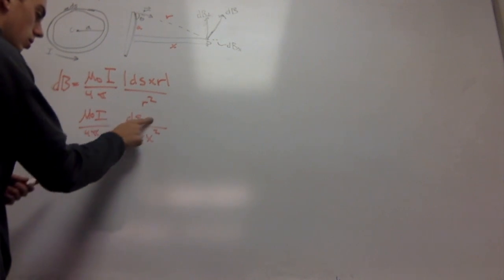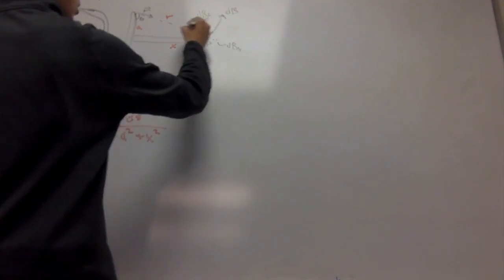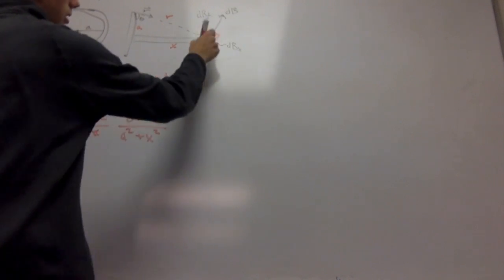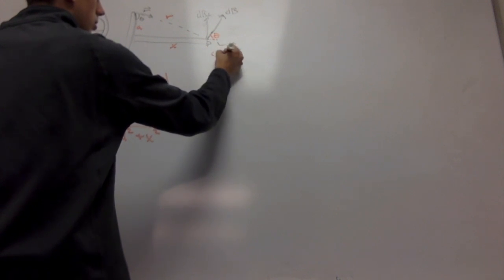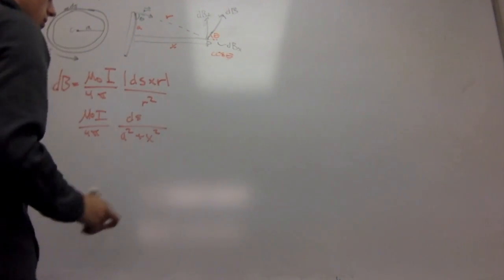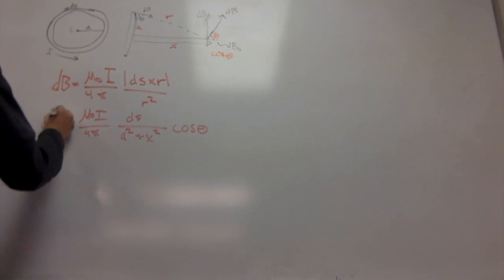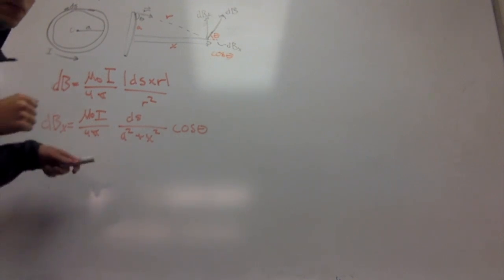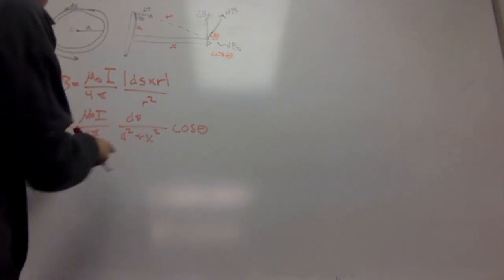But what we want to do is look at dBx here. So just through trigonometry, that's theta. So this right here would be cosine of theta, this dBx. So we can go ahead and tag on a cosine theta right here to make this dBx. Awesome.